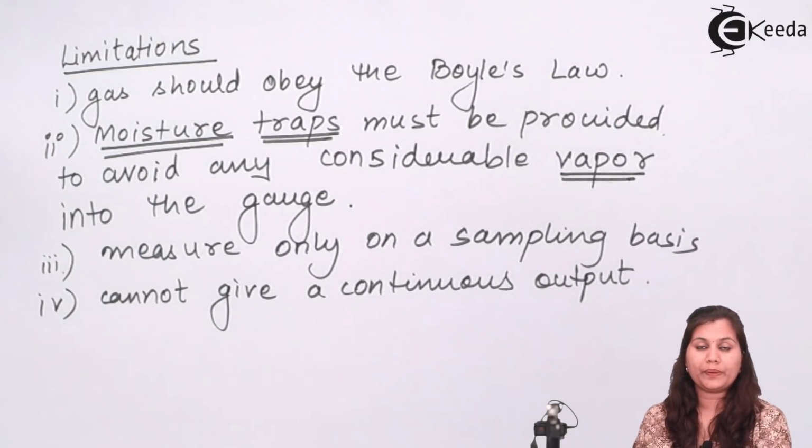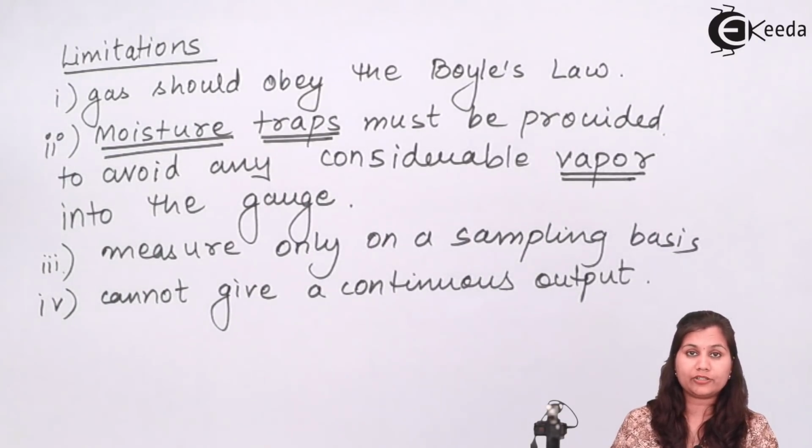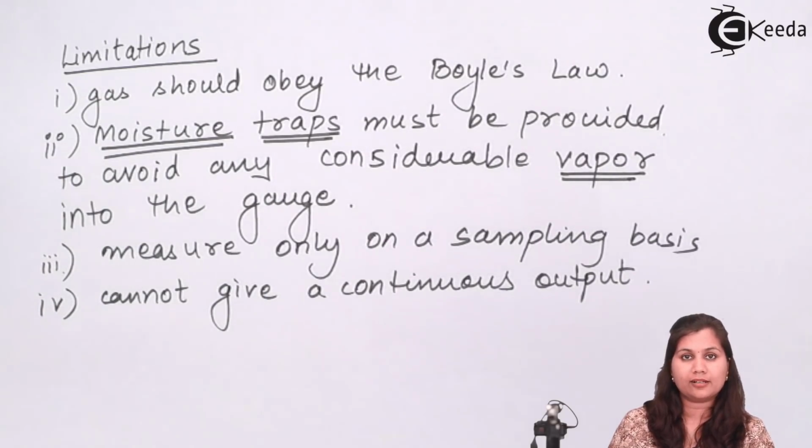So in this video we studied the pressure measurement device McLeod gauge, which is used for the measurement of very low pressures up to 10 raised to the power minus 6 torr. We studied its construction, its working, its principle and its applications, along with advantages and limitations. I hope that this topic is now clear to you. Thank you.